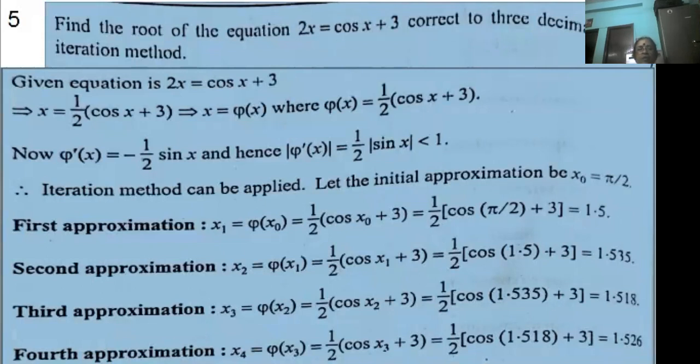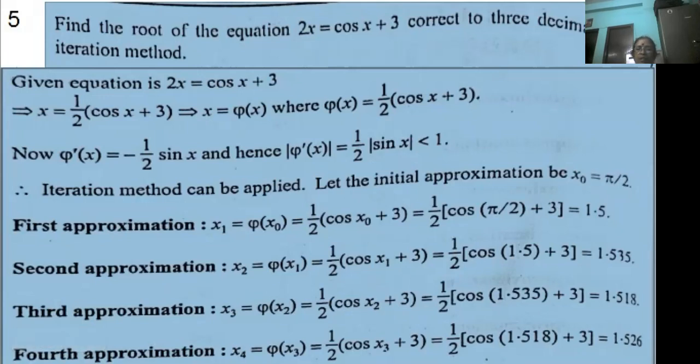So 2x is equal to cos x plus 3, therefore x is equal to 1 by 2 into cos x plus 3. So we call the right hand side phi of x. So what is phi of x? 1 by 2 into cos x plus 3. Now what is phi dash x? 1 by 2 into derivative of cos, minus sin x. And modulus of phi dash x is equal to 1 by 2 into modulus of sin x. And the value of sin x is always less than 1. So it is 1 by 2, that is always less than 1. So the iteration method can be applied. Let the initial approximation be x naught is equal to pi by 2.